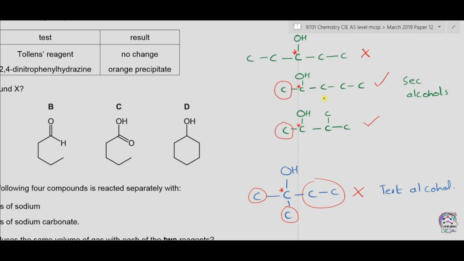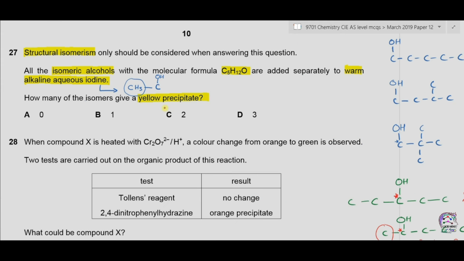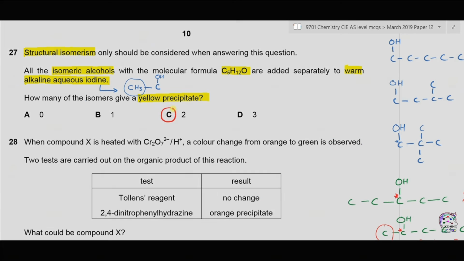So we only have two possible structures that give a positive iodoform test. First one is pentan-2-ol and second one is 3-methylbutan-2-ol. So therefore the correct option is 2.